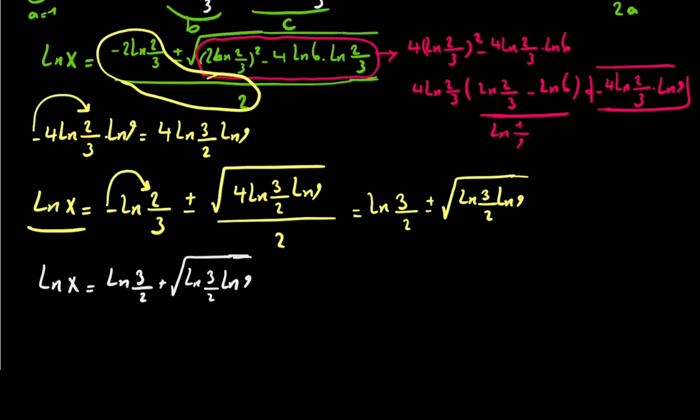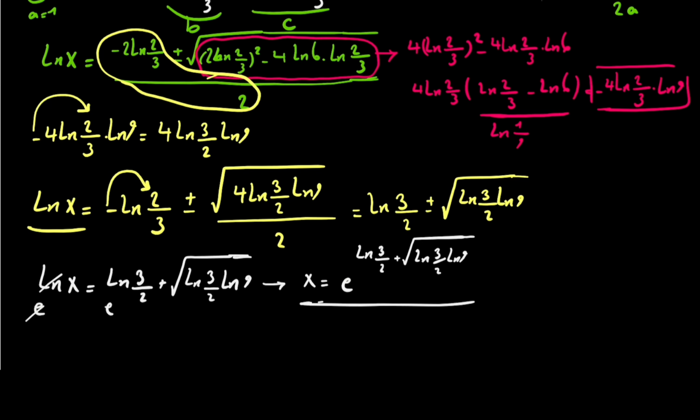But we wanted to find x, so we use e for the base. So we can cancel e and ln, and x will be equal to e to the power of ln 3 over 2 plus the square root of ln 3 over 2 times ln 9, and it is our final answer.